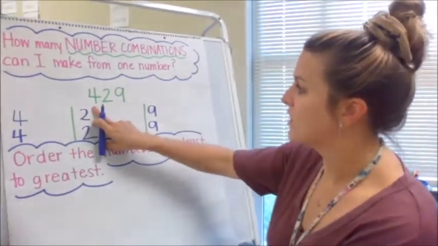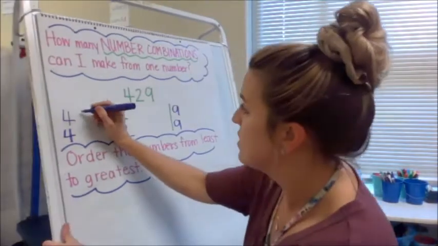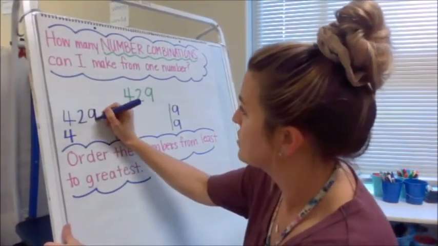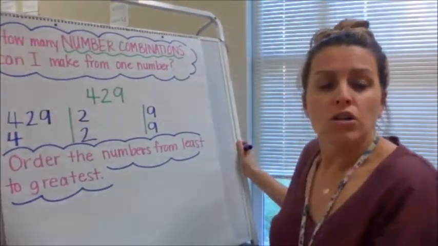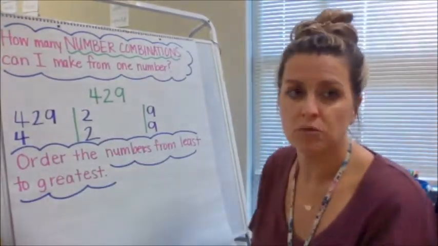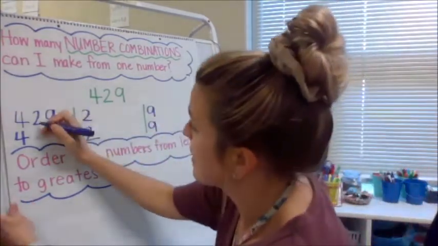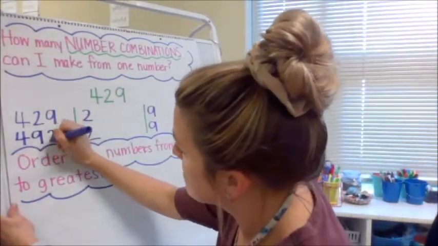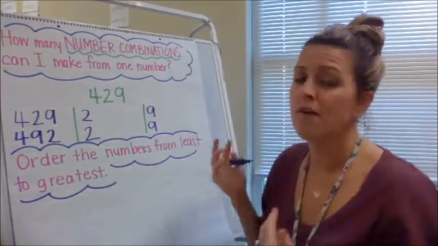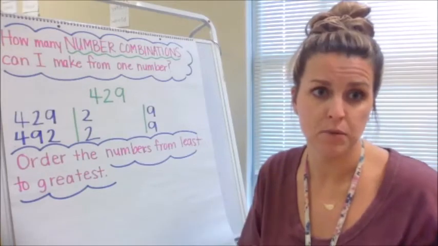So now I already know that one of my combinations is going to be 429. So I'm going to go ahead and write 429. So what do I have left with the 4 in the hundreds place? Well, I still have a 9 and a 2, so I can flip-flop them, and I can make the number 492. So now I've made all the different number combinations I can with the 4 in the hundreds place.